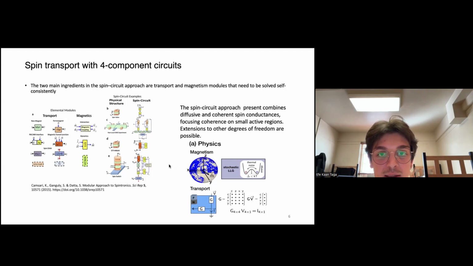And here in the right below of the figure, we can see how our conductance matrix and our four component current and voltage changes.